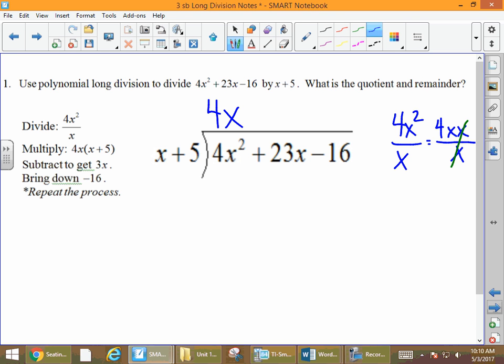And if you think about what we did up there on our first example with just numbers, we multiply. 4x times x is 4x squared. 4x times 5 is 20x. It was positive 4x times positive 5. Change both signs.